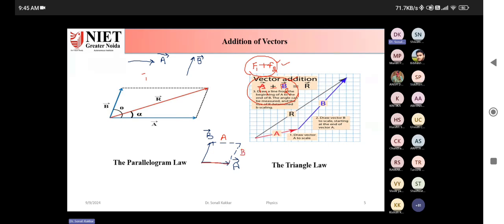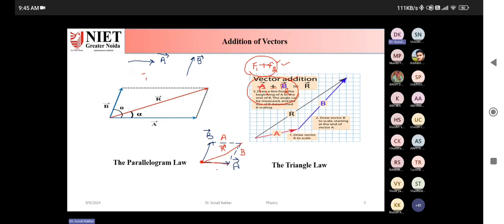So you complete the parallelogram, and the resultant of the addition of these two will be from the common tail of these two vectors, so that it forms a diagonal, the bigger diagonal. So the diagonal of the parallelogram, starting from the common tail of the two vectors, will be the resultant of the addition of vectors.